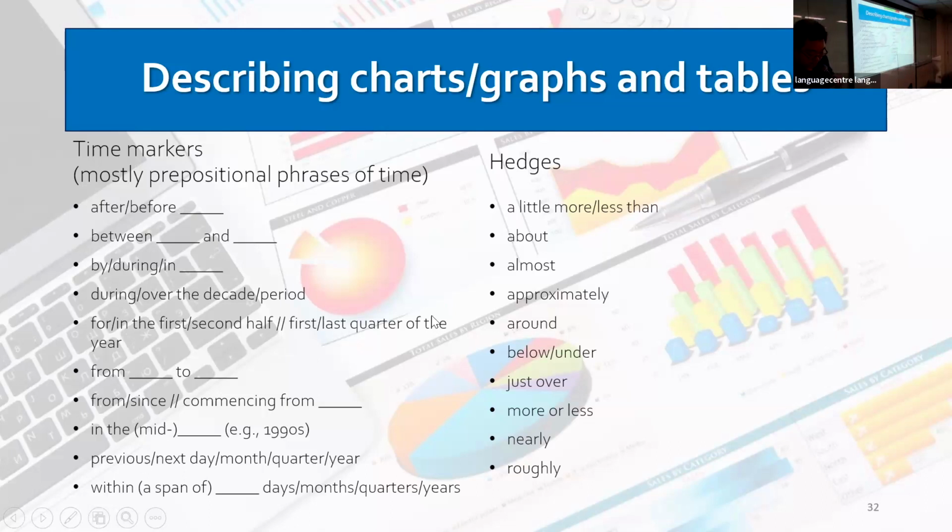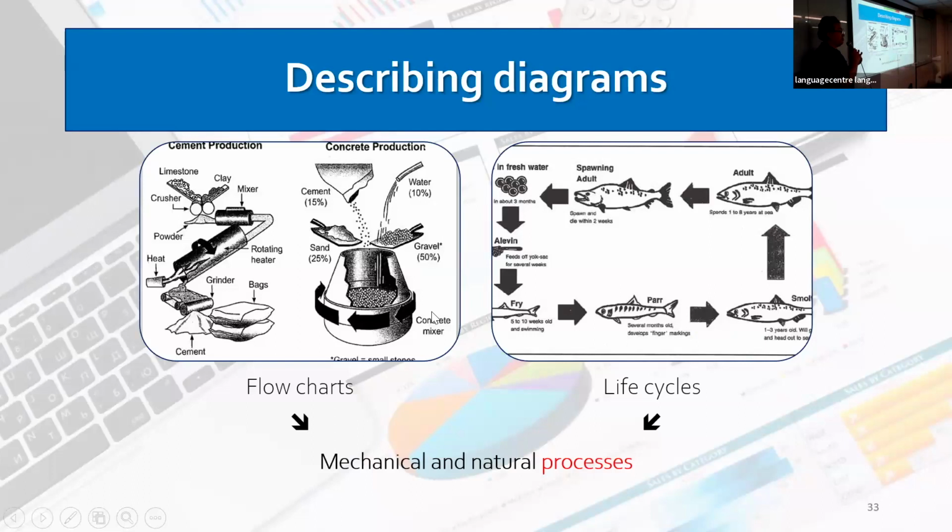I will begin by talking about how to describe a diagram. I will talk more about maps later, after finishing the part on diagrams. In the IELTS exam, it is likely that you will see a flowchart or a life cycle. A flowchart is something that shows you how something is produced, through a number of steps. And a life cycle will show you how something begins and ends, starting from its birth.